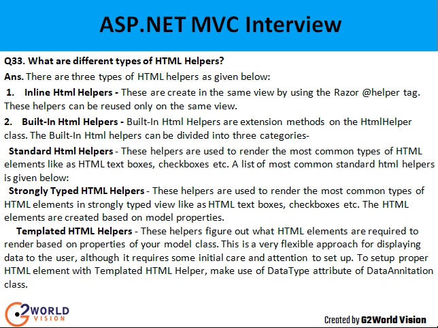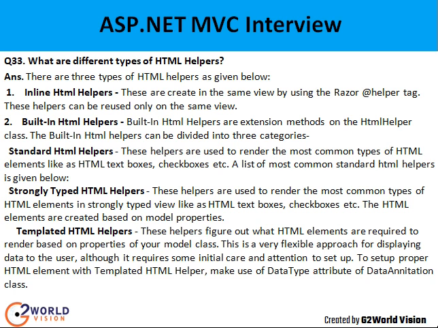There are three types of HTML helpers. First, inline HTML helper. Second, built-in HTML helper. And third, custom HTML helper. So first of all, we can discuss inline HTML helpers. These are created in the same view by using the Razor helper tag. This helper can be reused on the same view.